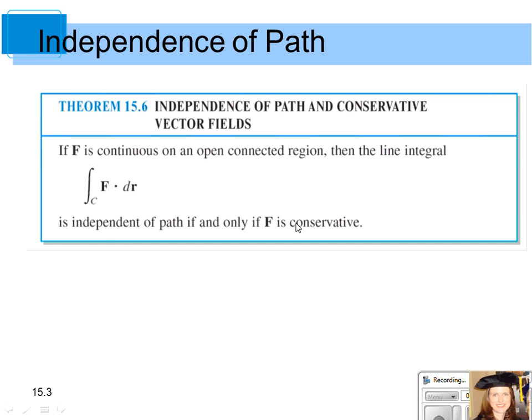If the vector field is not conservative, then it does depend on the path, and you would have to evaluate the line integral, coming up with the parametrization for the path. If it is conservative, it's independent, doesn't matter what path. So I would either select the easiest path or use the fundamental theorem of line integrals.